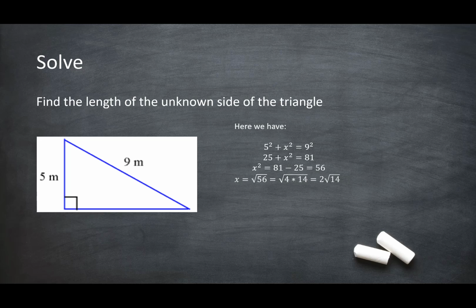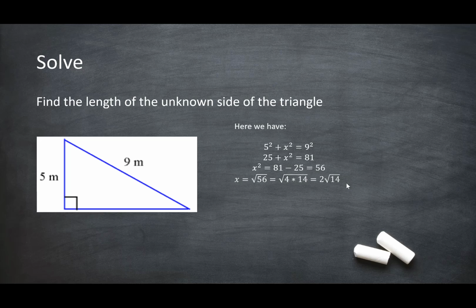So now we have to simplify the square root of 56 using our techniques from previous sections. So we get the square root of 4 times 14. And the 4 comes out of the square root as a 2. So our final answer here would be 2 square roots of 14.